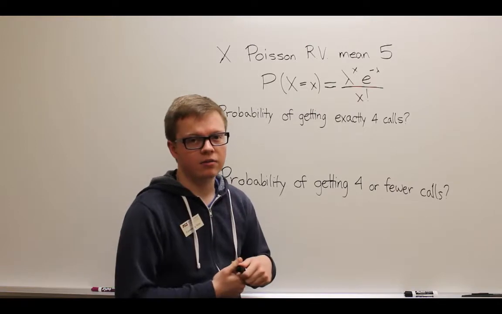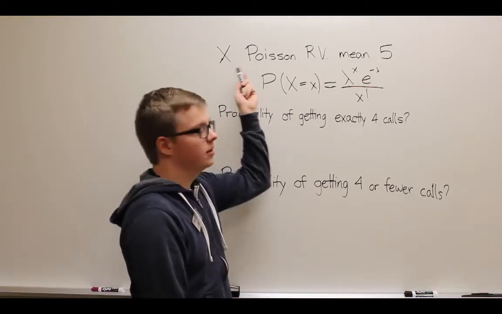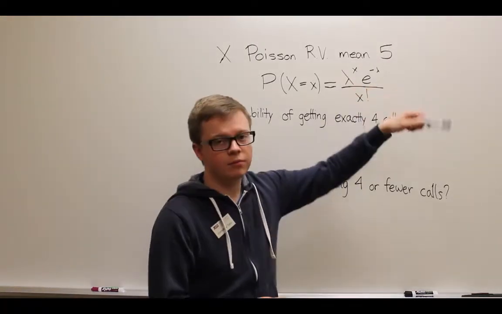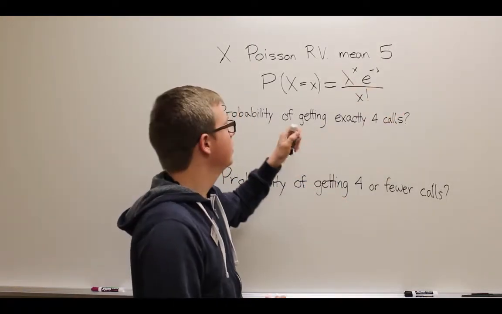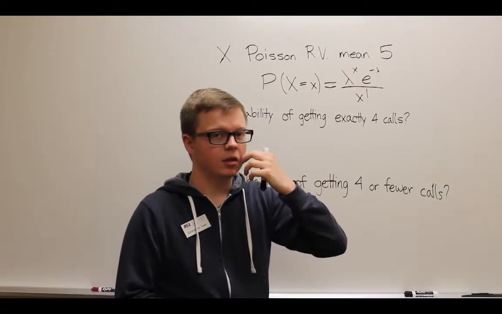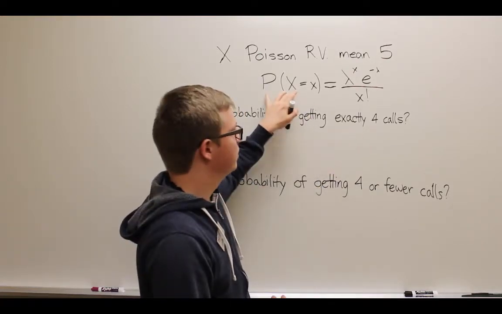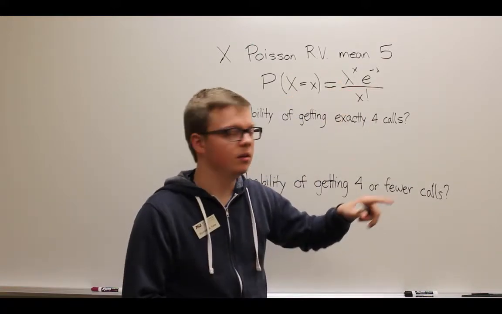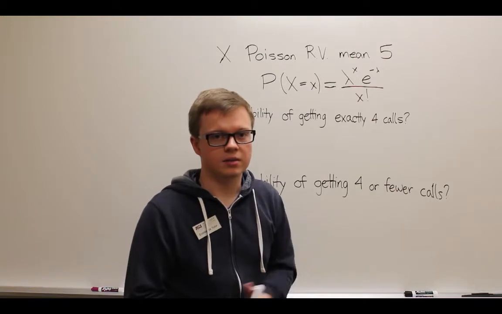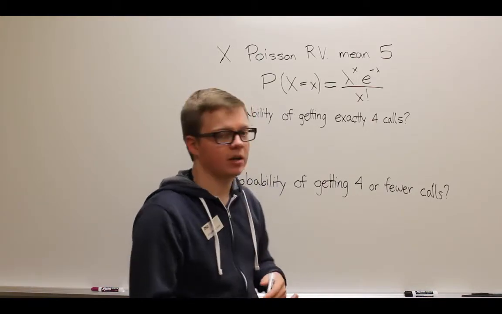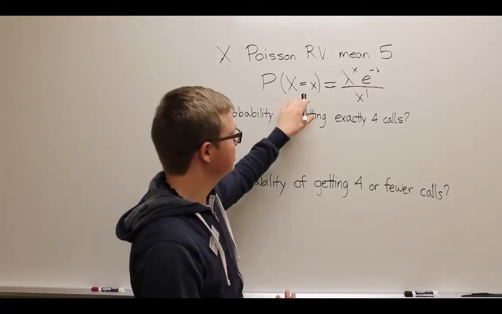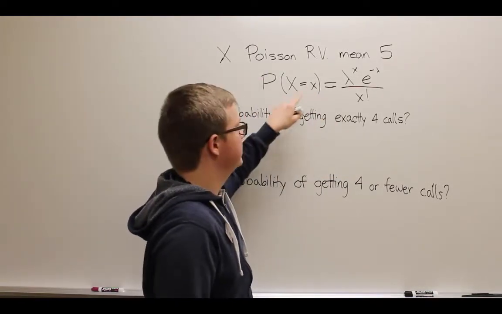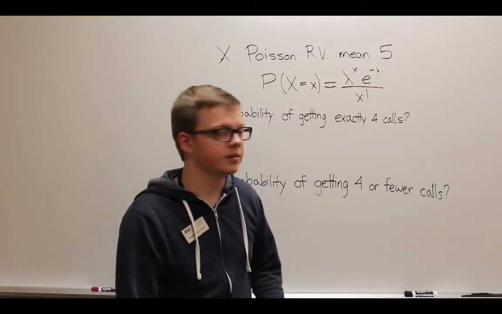But first of all, we have a random variable x, and I'm going to say it's Poisson distributed with mean 5. Quick recap, the probability density function of the Poisson distribution is this one here. Lambda is the mean, and e is just the constant e from the exponential function. This is how you get the probability that this random variable takes on exactly this value, little x.